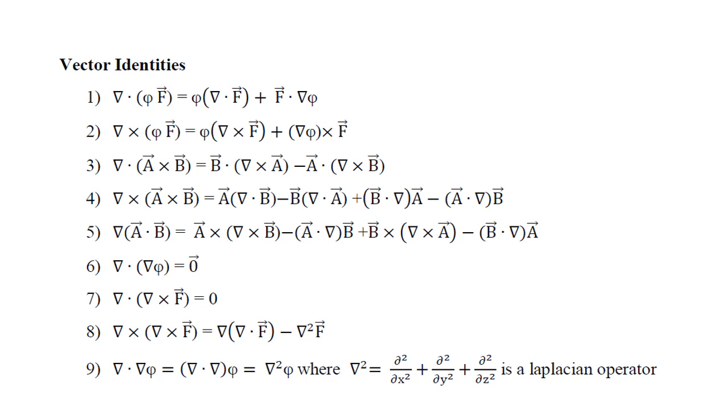These 9 identities are some important vector identities. In all these 9 vector identities, the dot product concept and the cross product concept is used. So these vector identities are very useful for solving 1 mark questions.